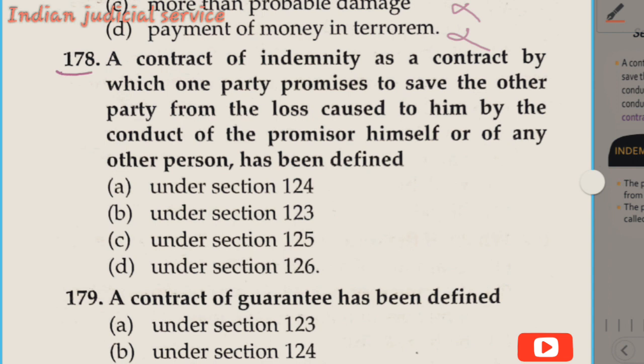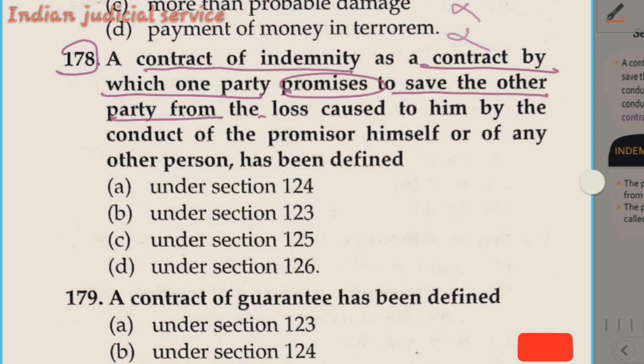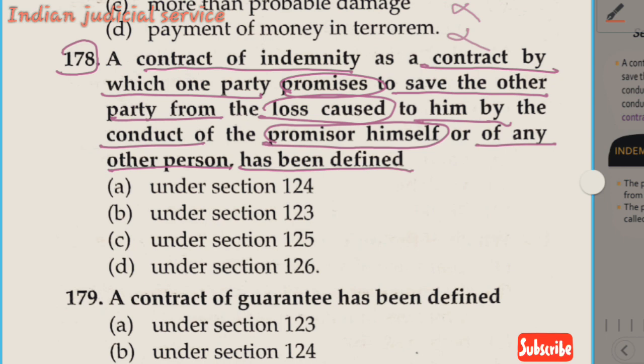Now question number 178. A contract of indemnity is a contract by which one party promises to save the other party from loss caused by the conduct of the promisor himself or of any other person. It is defined in section 124, and section 123 is not present in the Contract Act, because it is part of the Sale of Goods Act. Section 125 provides the rights of the indemnity holder when sued.